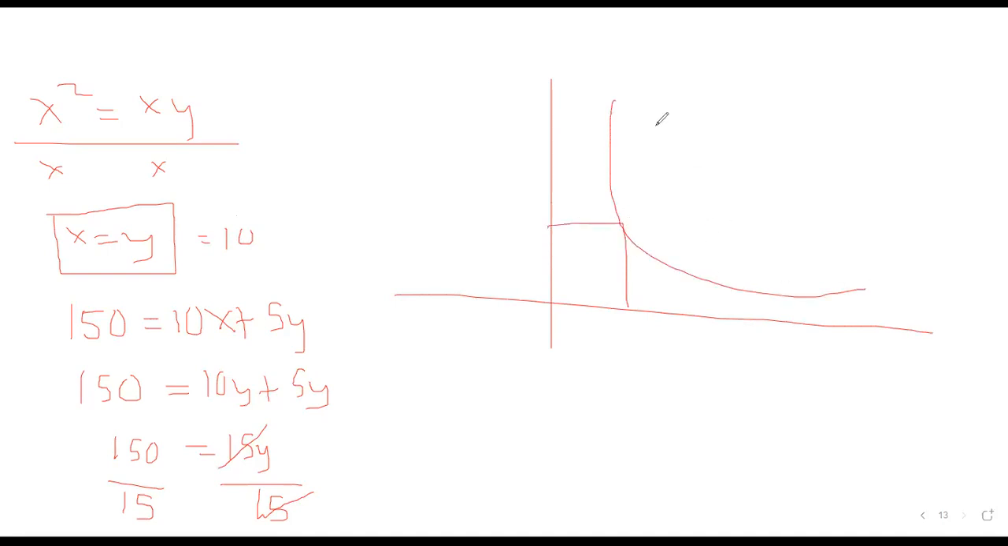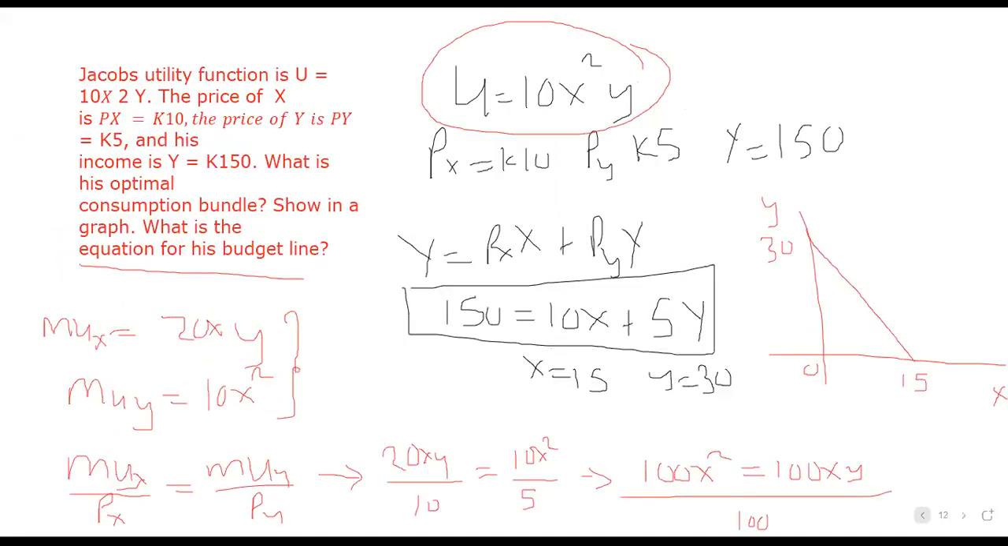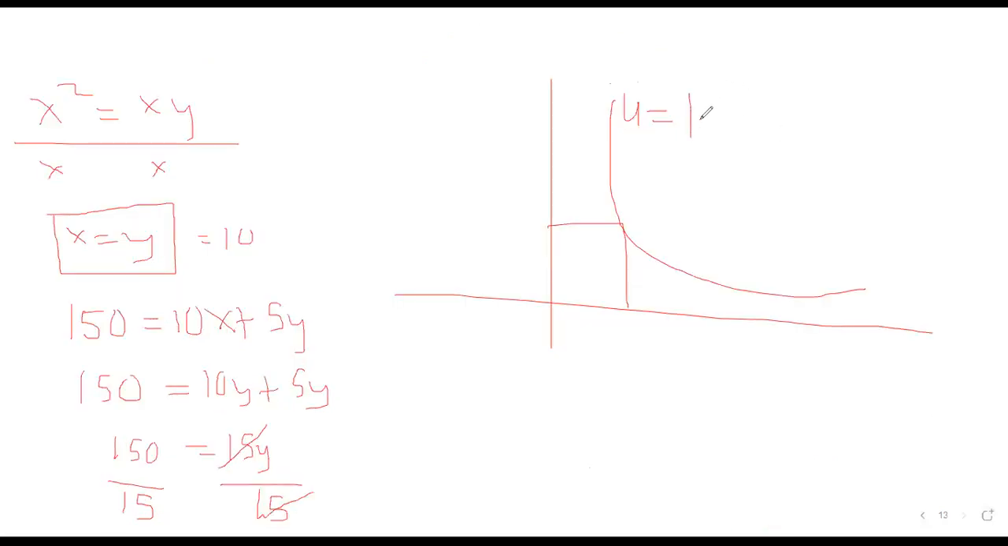So our utility function, we already had it, was 10x squared y. So this one cuts here at 10, and cuts here at also 10. So this is good y, and this is good x. So how many do you need to maximize satisfaction? 10 of each.